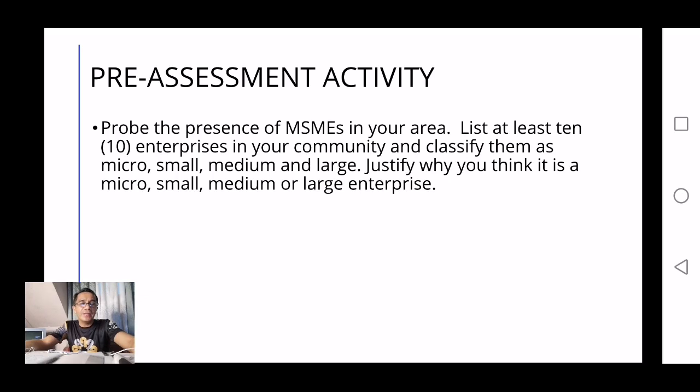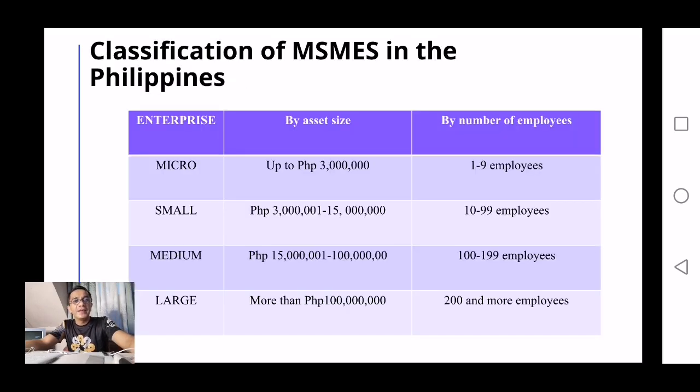And in this unit, actually, yun yung isa nating titingnan. Paano ba natin classify whether an enterprise is considered a micro, small, medium, or large enterprise? And the table now on our screens will tell us how we classify. But of course, this classification is under our country. So classification of our MSMEs in the Philippines. So if we have the first column, if our enterprise is micro, small, medium, and large. And then we have two other columns. The second column, we now look at their asset size. Ano bang asset ang meron sa kanila? And then the third column, titingnan natin, itong enterprise na to, ilang bang employees ang meron sa kanya?